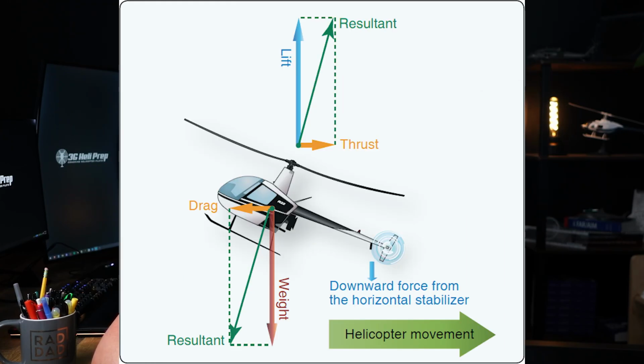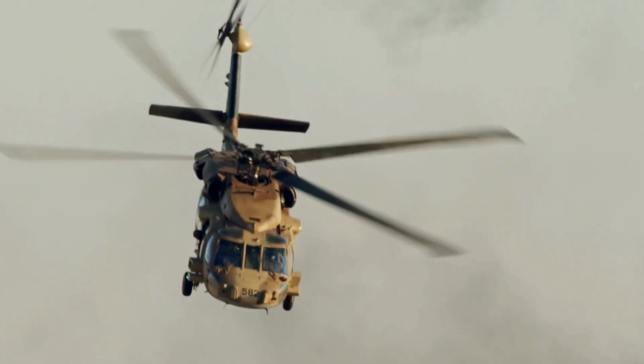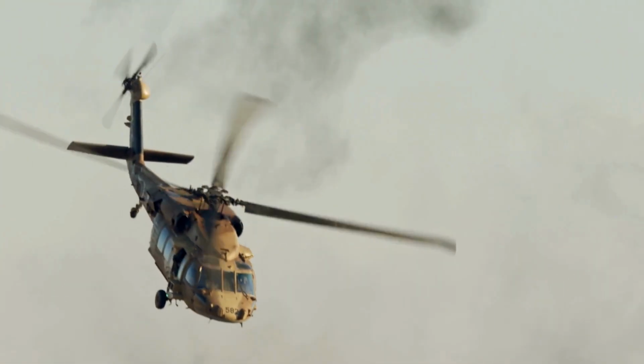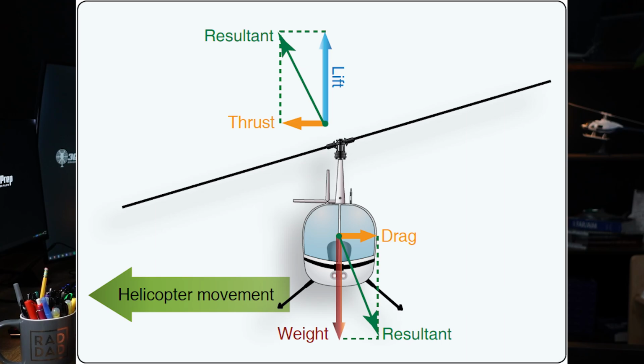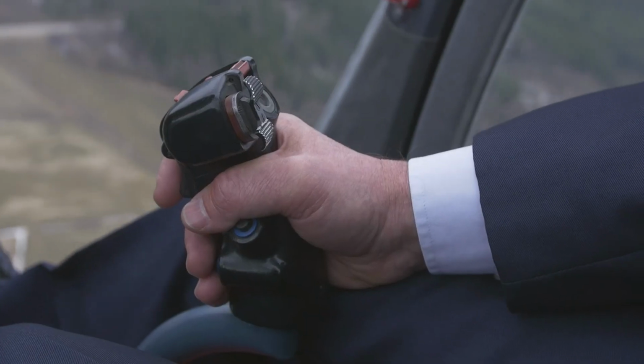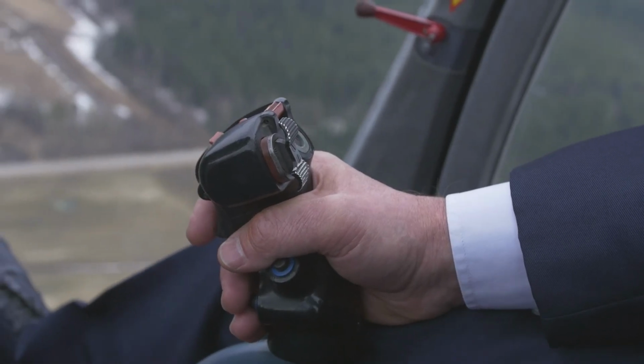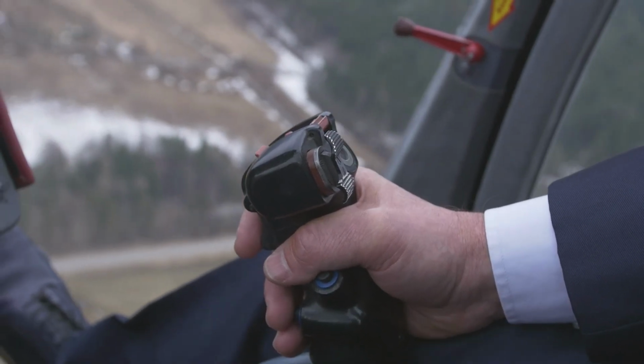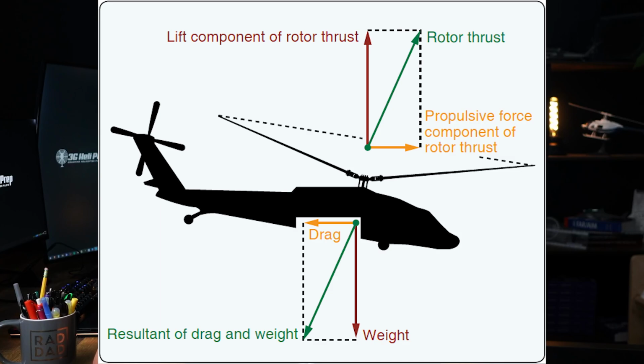When the tip path plane is tilted forward, for example, the helicopter will move forward. Similarly, with the plane tilted to the side, the helicopter will move in that direction. The pilot controls the orientation of the tip path plane using the cyclic control. By moving the cyclic, the pilot changes the pitch of the rotor blades as they rotate, which in turn tilts the tip path plane in the desired direction of movement.